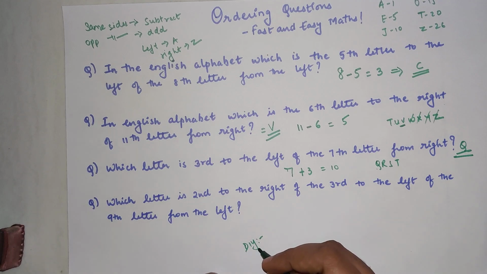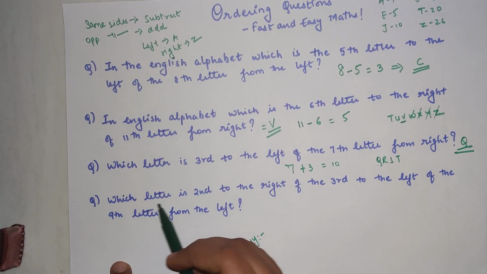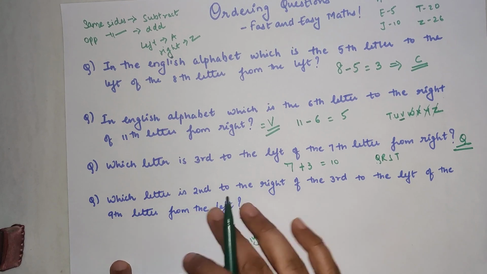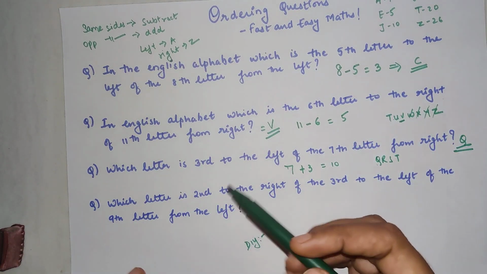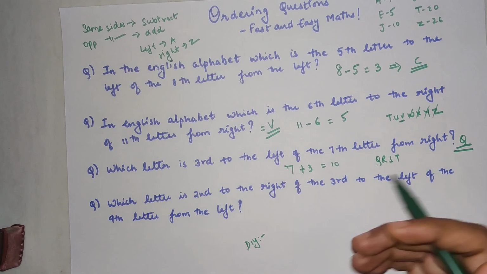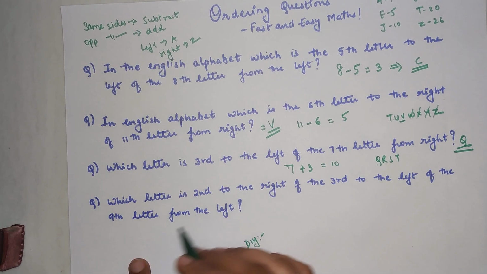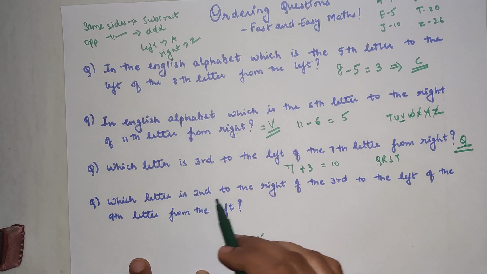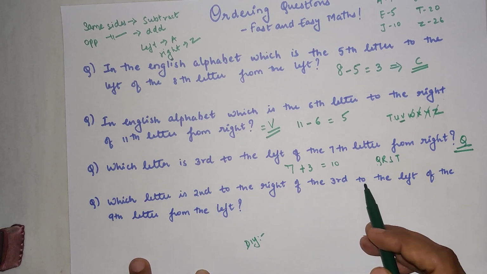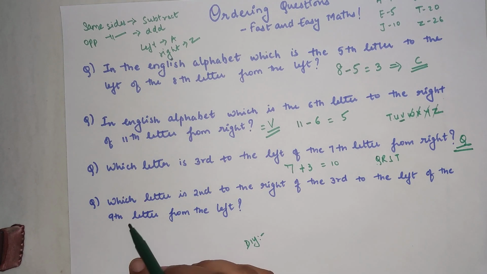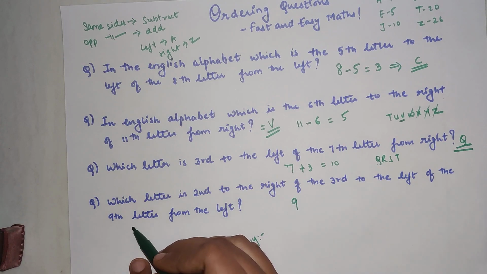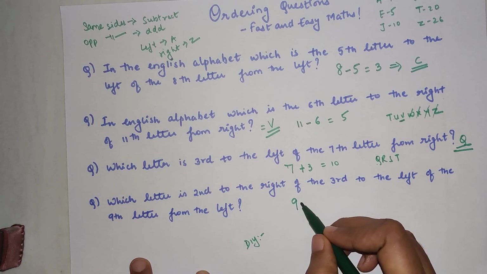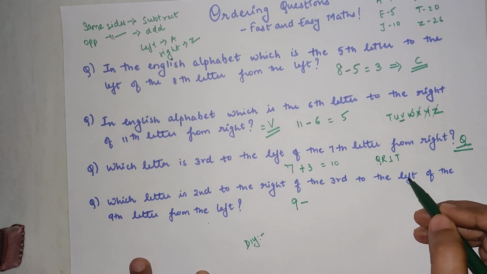There are times when they might give you more operations to be done. So again, let's look at the question. Which letter is the 2nd letter to the right of the 3rd letter to the left of the 9th letter from the left? When you have something like that, like I said, we'll start from the last detail. Then we have left, which is followed by also a left.